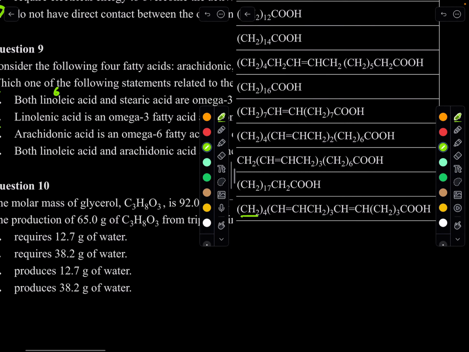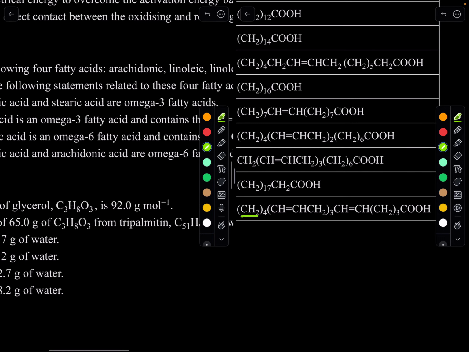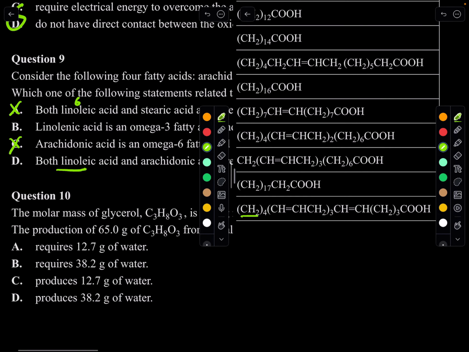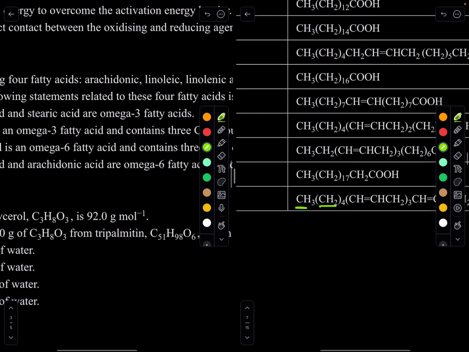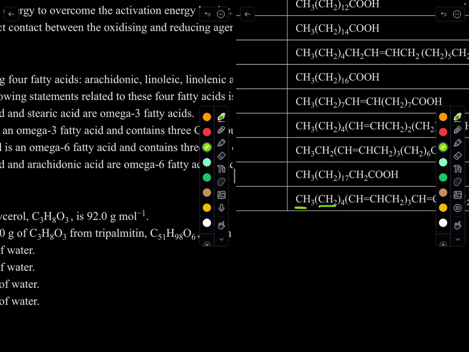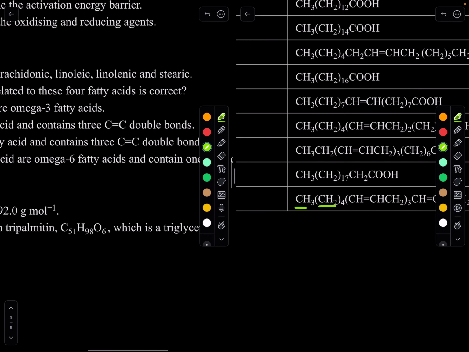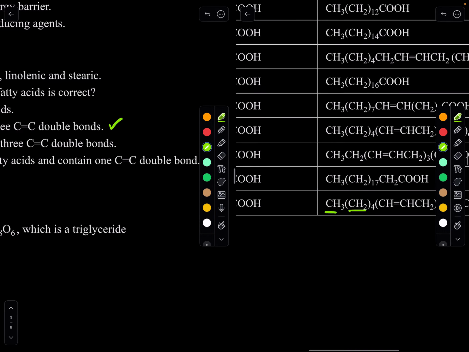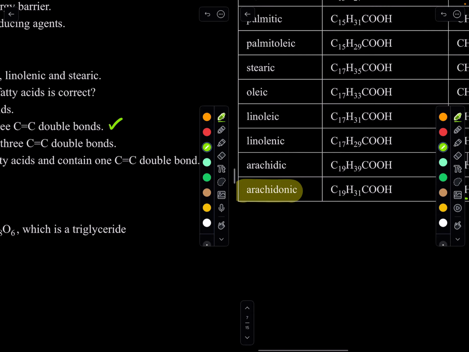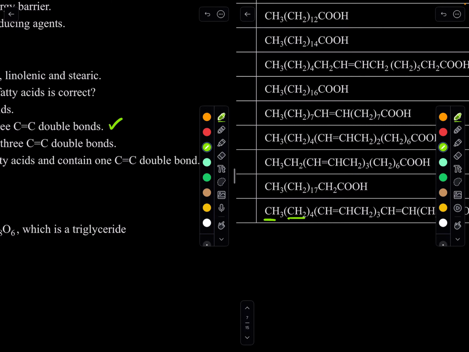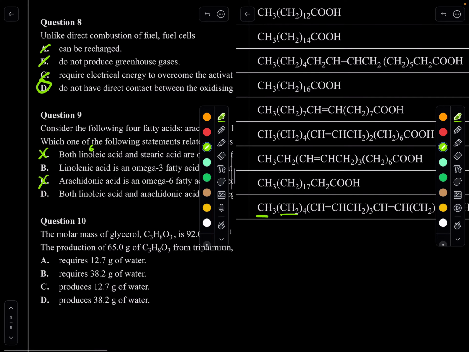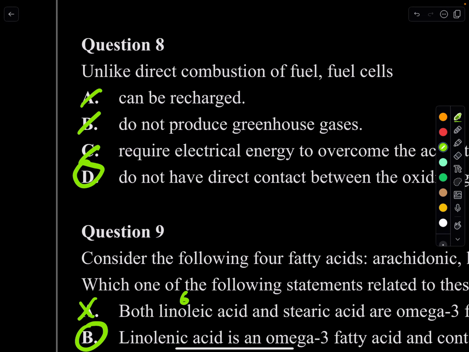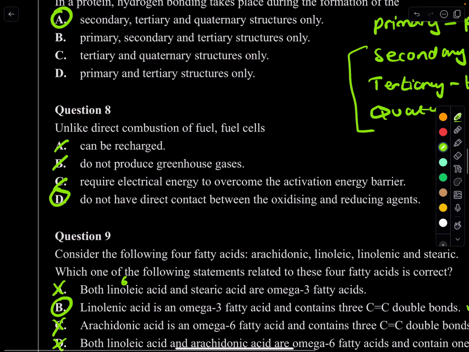D. Both linoleic acid and arachidonic acid are omega-6. So we know linoleic from the last question is omega-6. And what about arachidonic, we said? So 1, 5. Yes, it is also an omega-6 and contains 1 carbon-to-carbon double bond. Wrong. Arachidonic contains how many double bonds? We have 3, 4. We have 4. No, absolutely not. So not D. So it has to be B. So 9, choose B. Sorry. Yep, 9B.